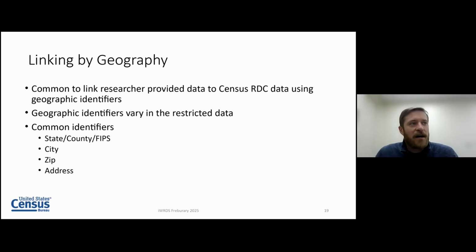And then finally, another possibility for linkage is by geography. With the low-level geographies that are available in the RDC, researchers can bring in external data on, say, tax programs or incentives that are available at small geography levels like the block level or the block group level, which can then be linked to the small low-level geographies that are available within the restricted data.